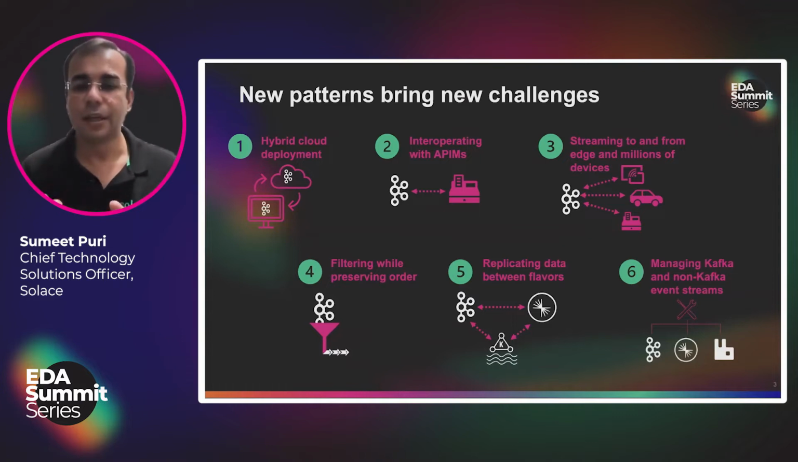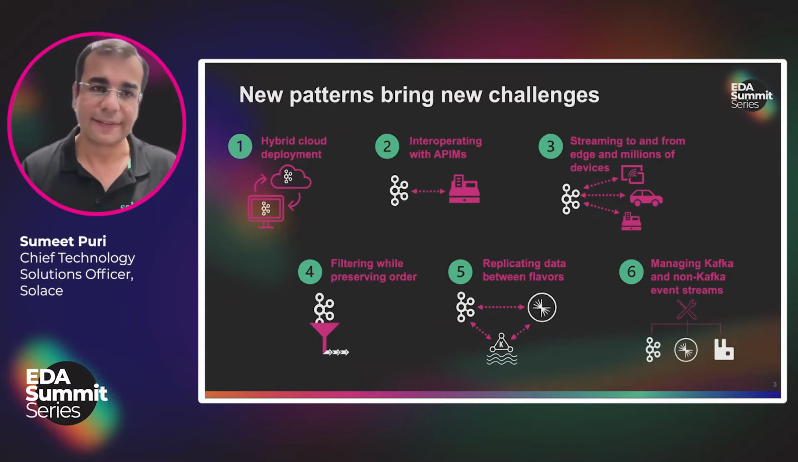And then last but not the least, just the management of all of these ecosystems. How do you universally catalog all of the various flavors of Kafka, the event streams that are there inside these?